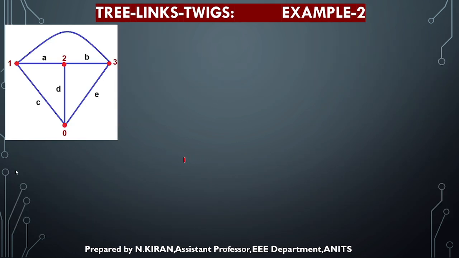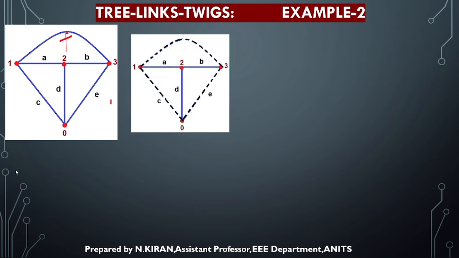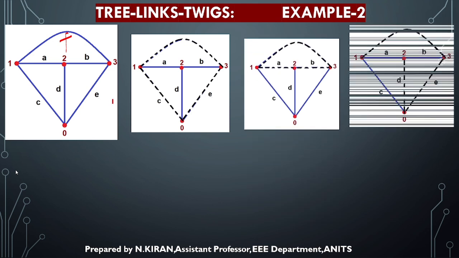One more example. Here also, we have given 4 nodes and 5 branches: 1, 2, 3. Oh yes, I forgot. So let us consider this as F. Okay. So this is one tree. A, B, D I have considered as tree. You can see that it is connecting all the 4 nodes and we have no closed path. Okay, this is one more.